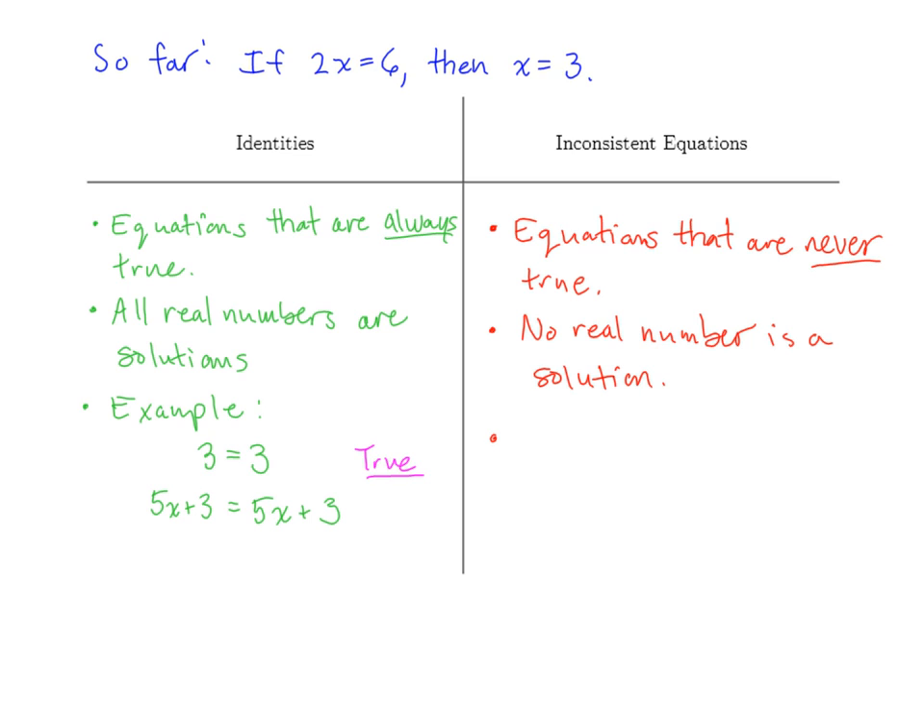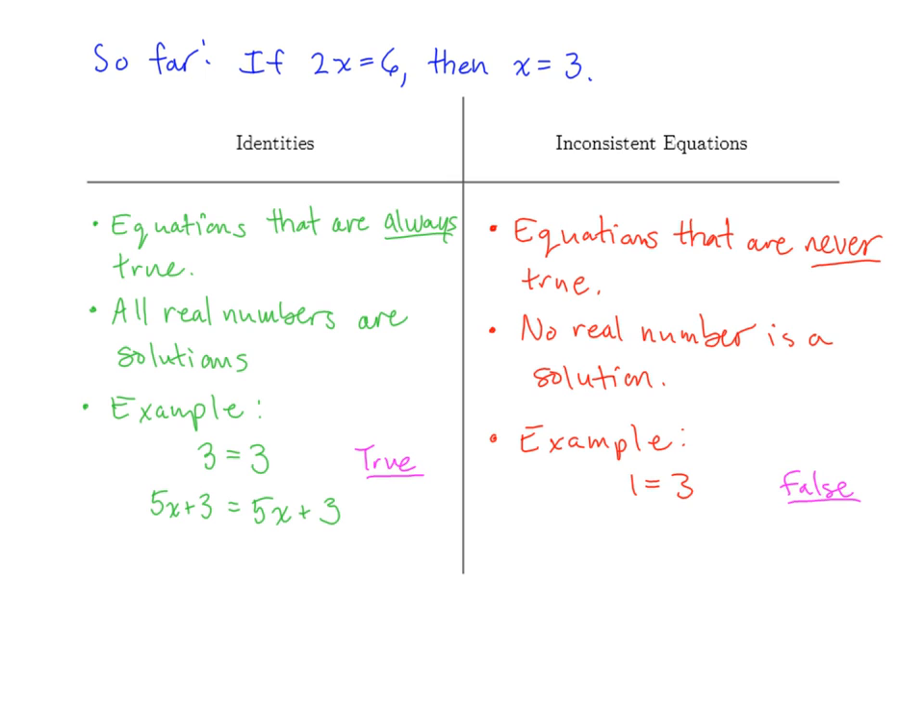A quick example would be something like the equation 1 equals 3. That statement is never true. It's a false statement. And if we look at for what values of x does 1 equal 3, the answer is no values of x. So there would be no solution to that equation.